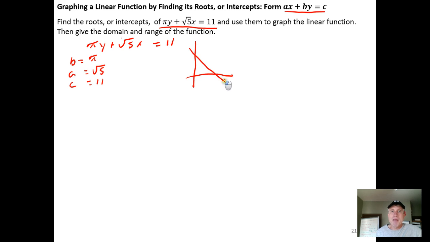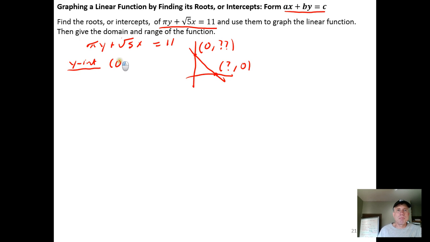The concept is the same as it's always been. We know that if we have an x-intercept, then even if we don't know the x-coordinate, we know that the y-coordinate has to be 0, and if we have a y-intercept on the y-axis, we know that the x-coordinate has to be 0, even if we don't know what the y-coordinate is. So to locate the intercepts, we do exactly the same thing that we've been doing. We say, to find the y-intercept, just let x be 0 and figure out what the y value is that goes with it.